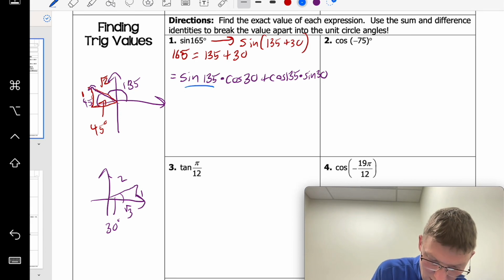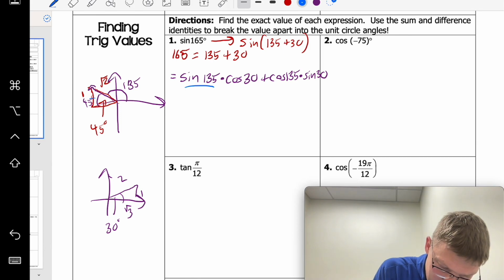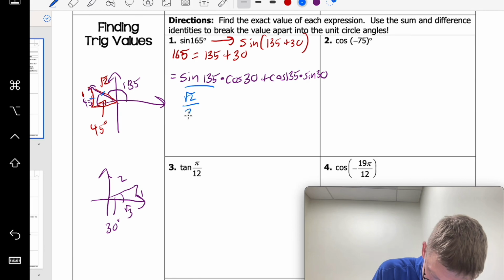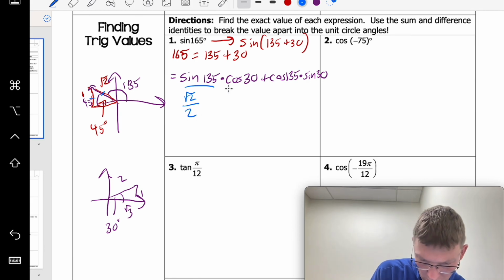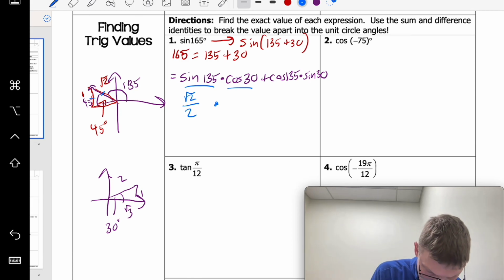So what is sine of 135? Sine of 135 is opposite over hypotenuse. So that's going to be square root of 2 over 2. What is the cosine of 30? Cosine of 30 is adjacent over hypotenuse. So that's going to be square root of 3 over 2.